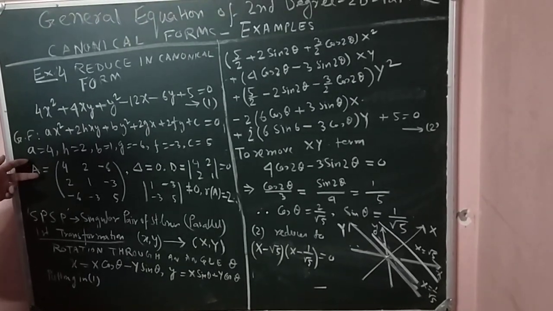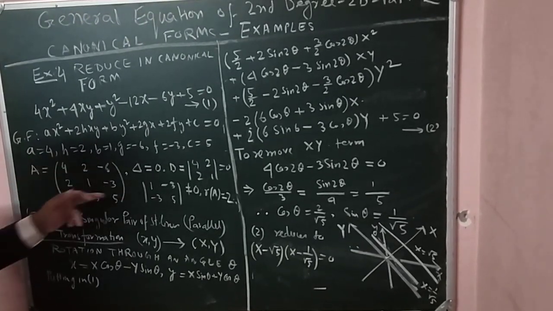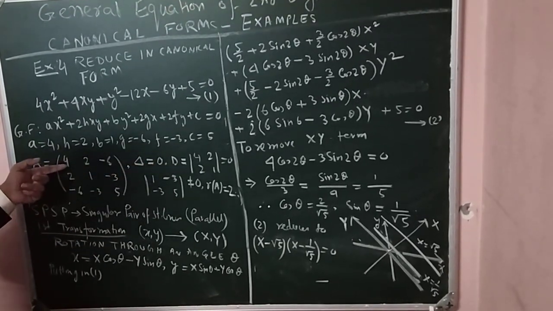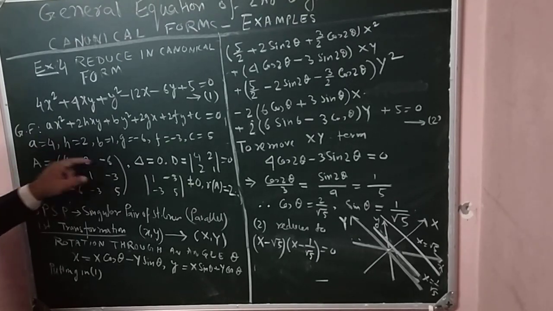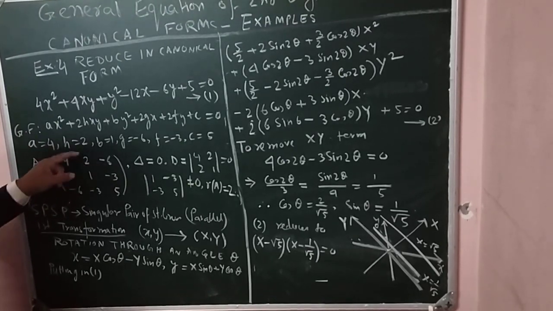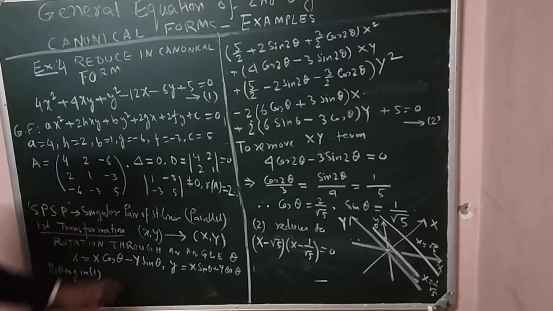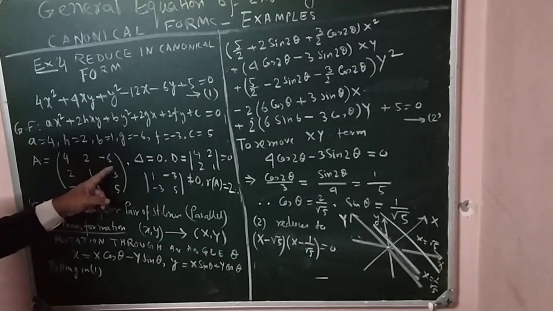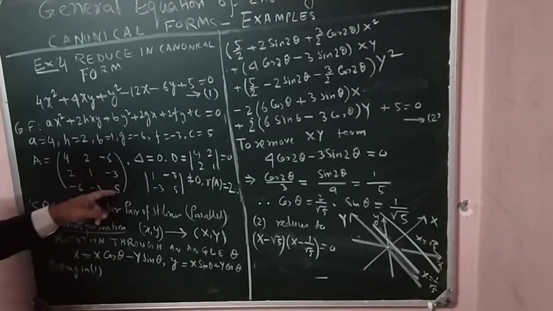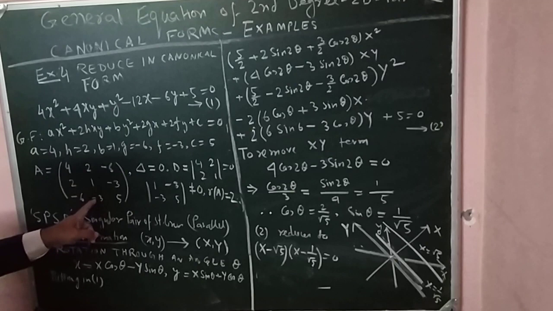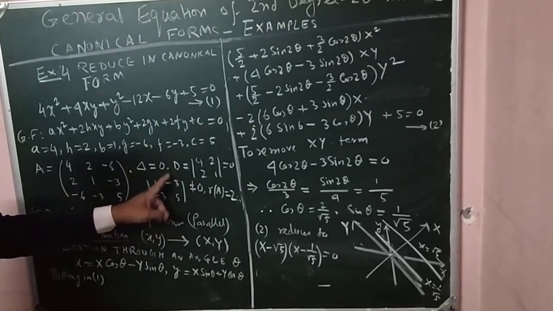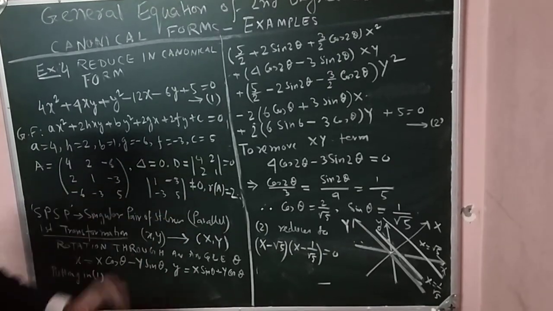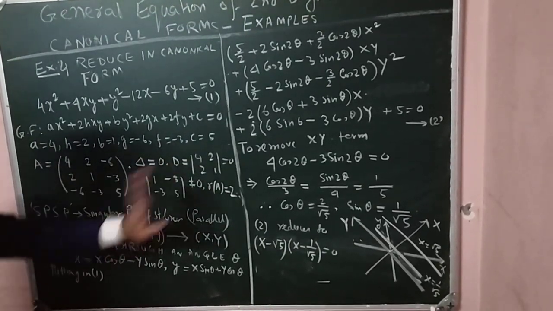We consider the matrix with rows A, H, G; H, B, F; G, F, C. Its determinant is found to be equal to 0. It is clearly obtained from this equation: if you take 2 common from the first row, then the first row and second row become identical. So D equals 0. But another minor of order 2 exists, that is 1, minus 3, minus 3, 5, which equals 5 minus 9, not equal to 0. So the rank of the matrix is 2, although D equals 0.